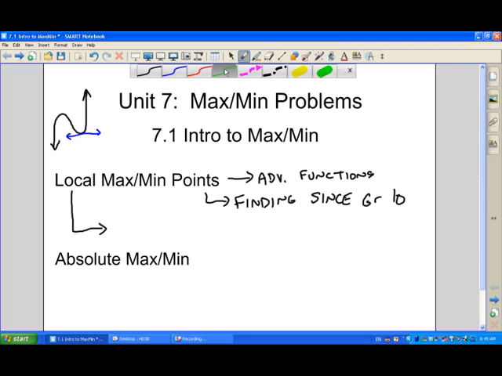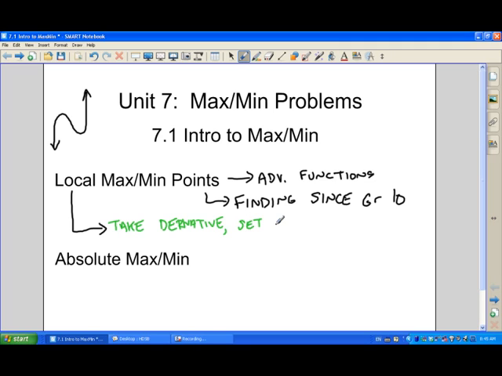So we can find, using calculus, these local max min points by taking the derivative, set the derivative equal to 0, and then solving for x. And that would give us the x value at those local points.